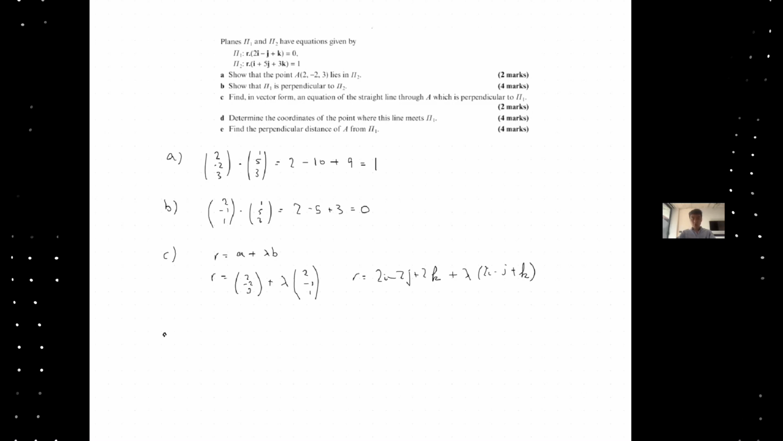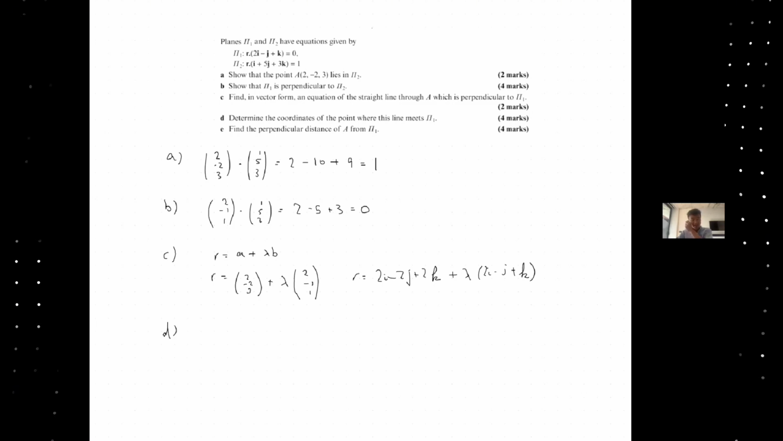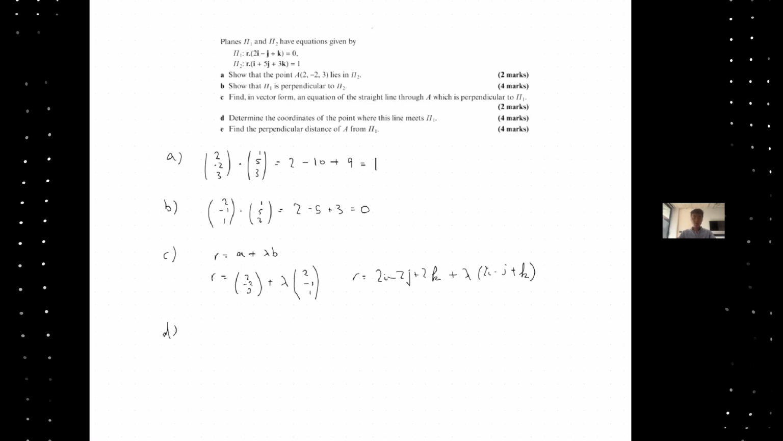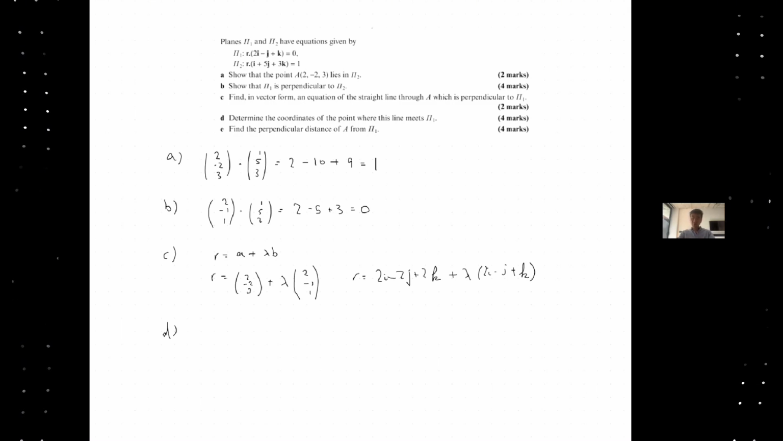Part D: determine the coordinates of the point where this line meets the first plane. If you think back to GCSE or even normal A-level maths, how do we find the intersection between two lines, between two planes, or between one line and a plane? Simply use the substitution method. Substitute one equation into another, and that's exactly what we're going to do.